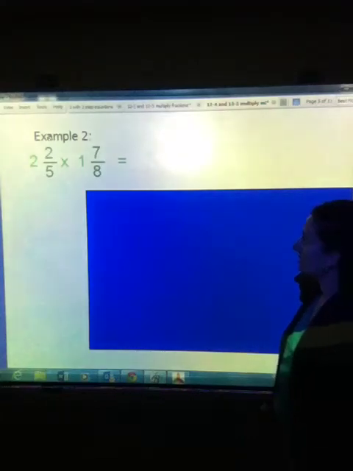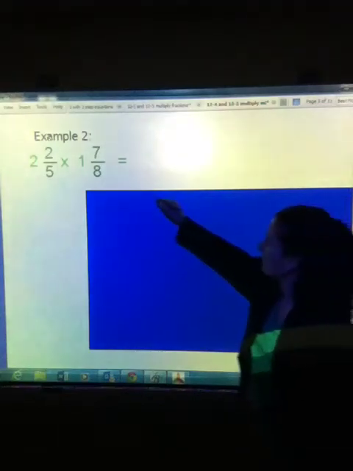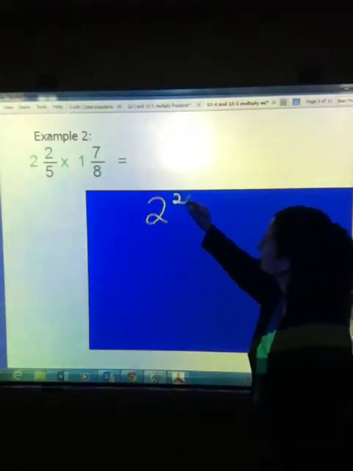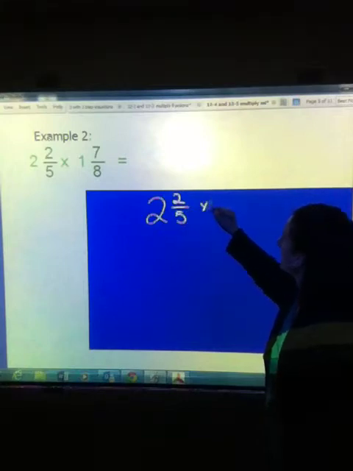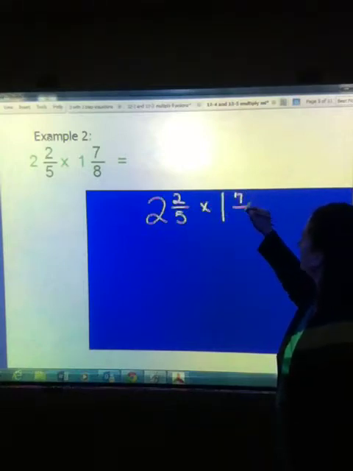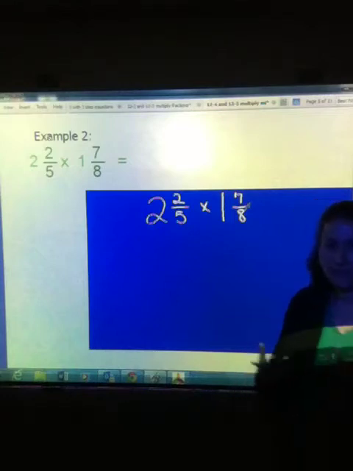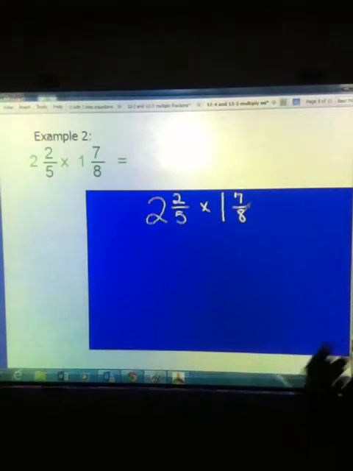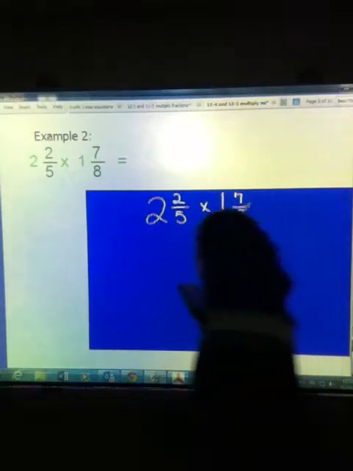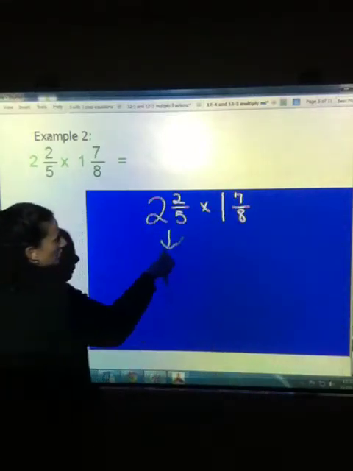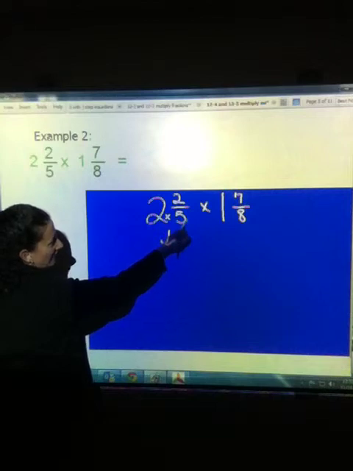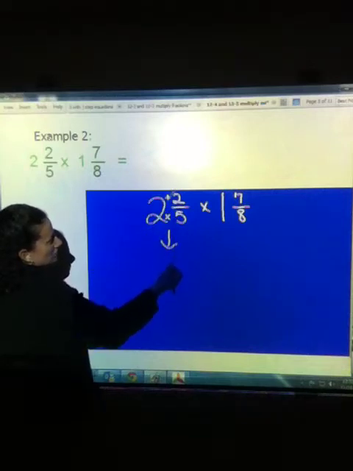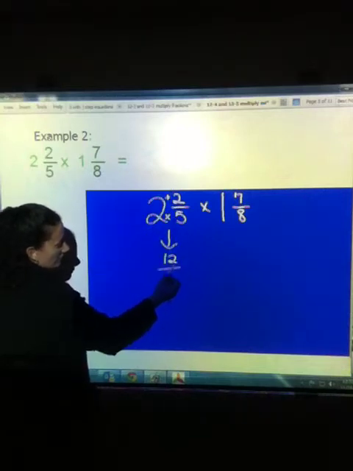Here is another example for you. In this case, we have 2 mixed numbers, 2 2/5 times 1 7/8. Remember, anytime you have mixed numbers and you need to multiply them, change them into improper fractions. So 2 times 5 is 10, plus 2 is 12/5.